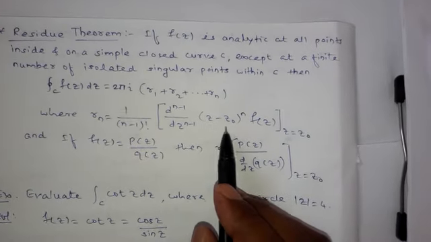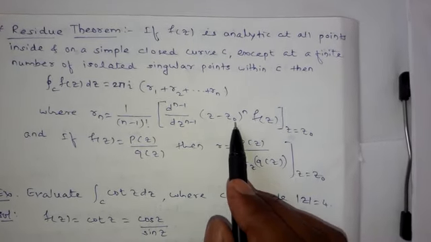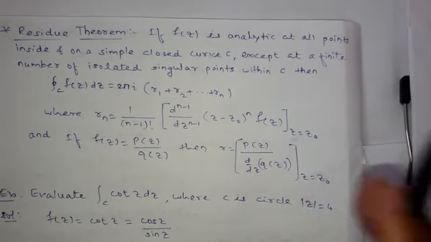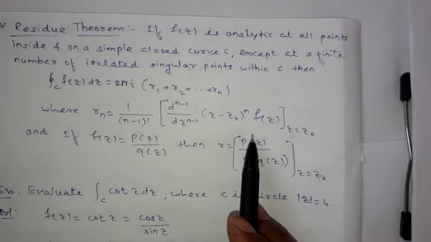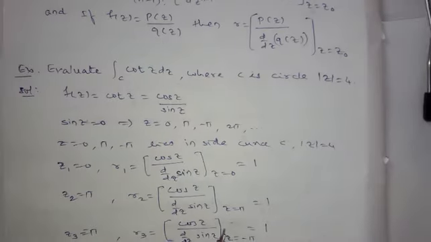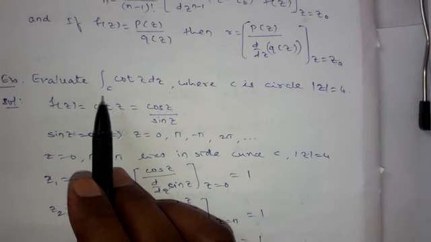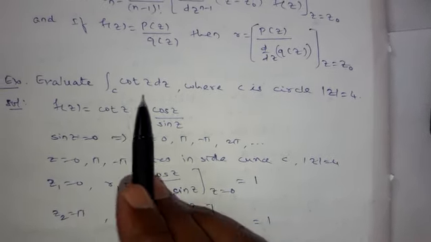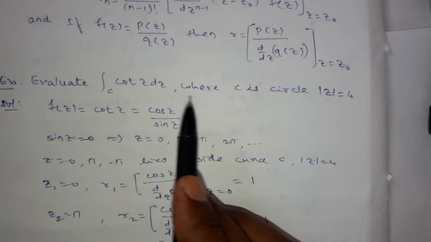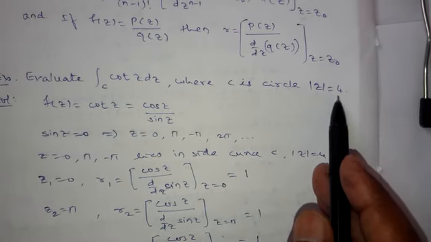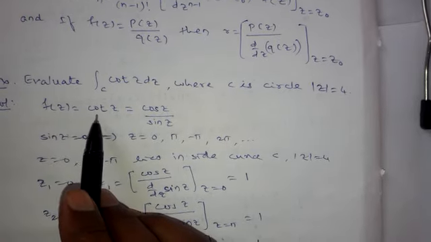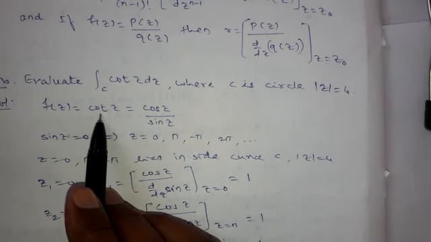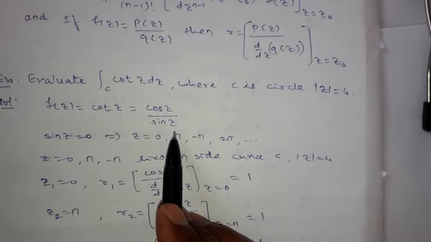So here the function is not analytic at z equal to z0, so we have to cancel that term and consider the remaining part. Let us take the example. Here, the integral over curve C of cot z dz, where C is the circle mod z equal to 4. So my f of z is cot z, and how do we write cot z? Cos z upon sin z.